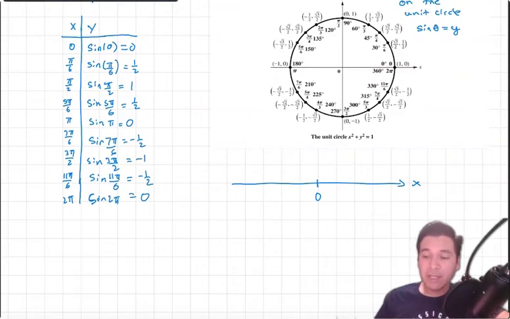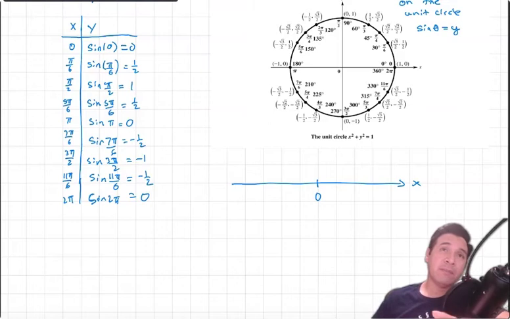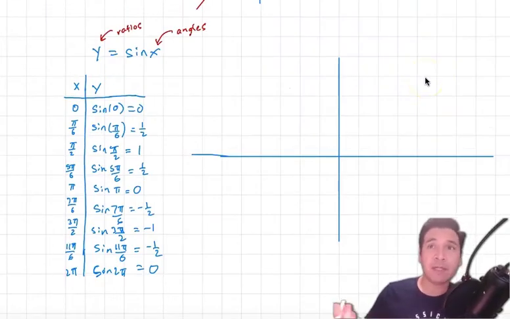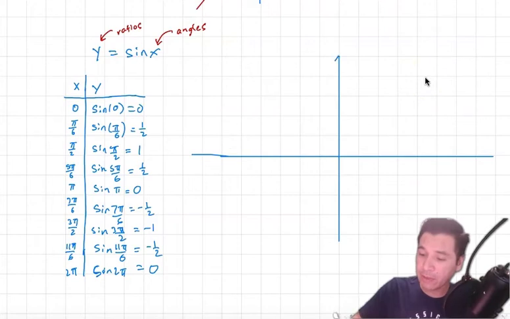All right, so now we have our points for sine. Now we're ready to plot them and see if we can recognize any kind of shape, or at least pick out a shape once we plot these points. All right, so once we have our table created, now we're going to make our x and y axis. So we have our x and y axis.